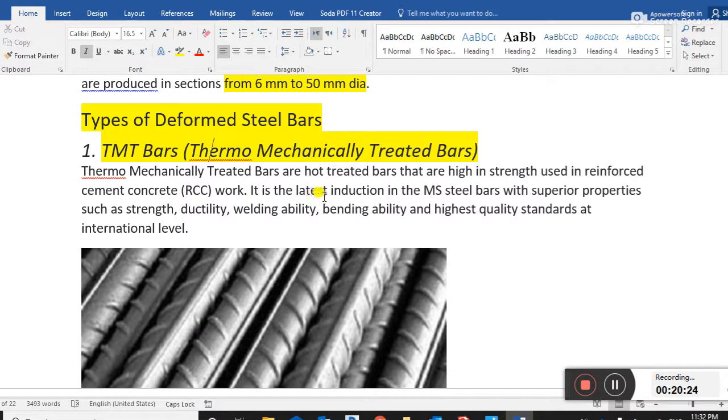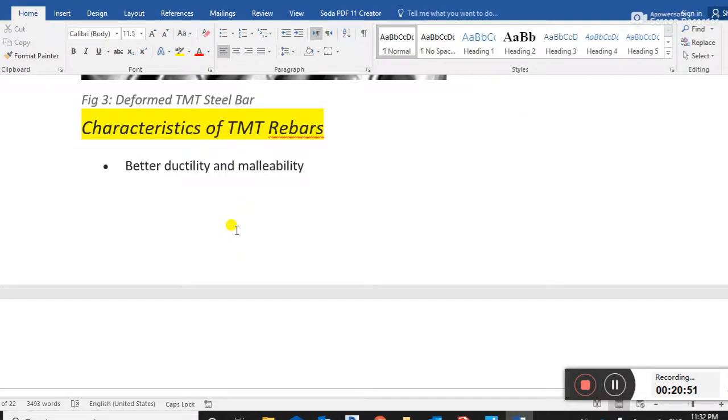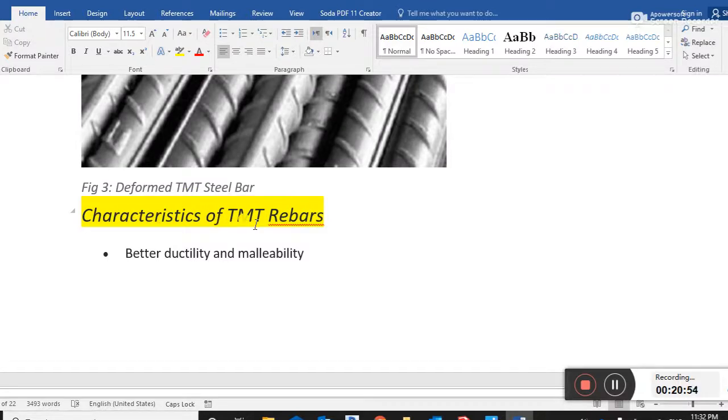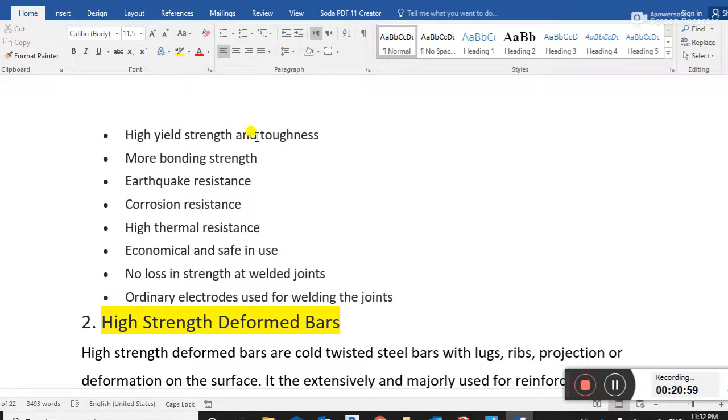It is the latest induction in the MS steel, mild steel. MS means mild steel. Bar with superior properties such as strength, ductility, welding ability, bending ability, and highest quality international standards. Guys, characteristics of TMT rebars: high yield strength and toughness.